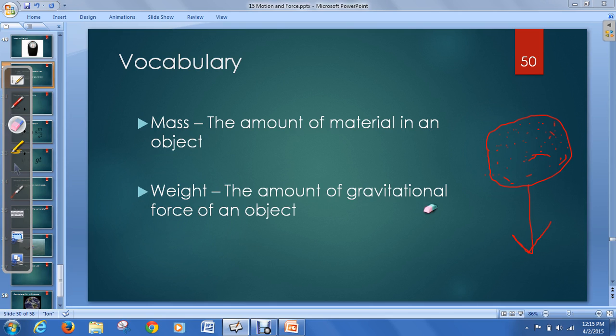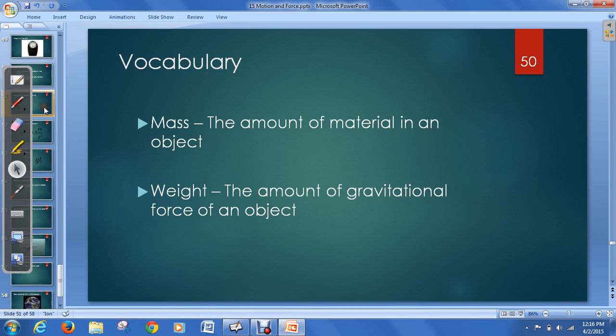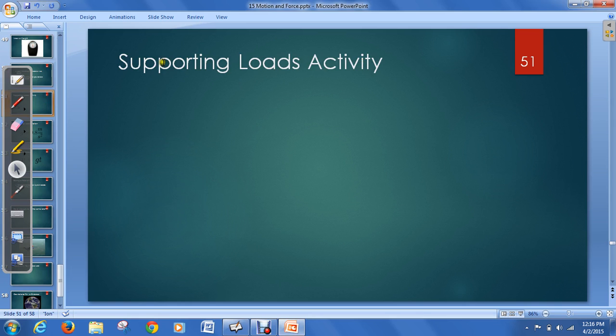It will weigh more on Earth than it does on the moon. It will weigh more on Earth than it does in space, right? So its weight can change because its gravitational pull can change. But the mass never changes. The amount of material is always going to stay the same. So mass is the amount of material. The weight is how much that material gets pulled down by gravity. Then in class, we did an activity about supporting loads and structures, with weight.